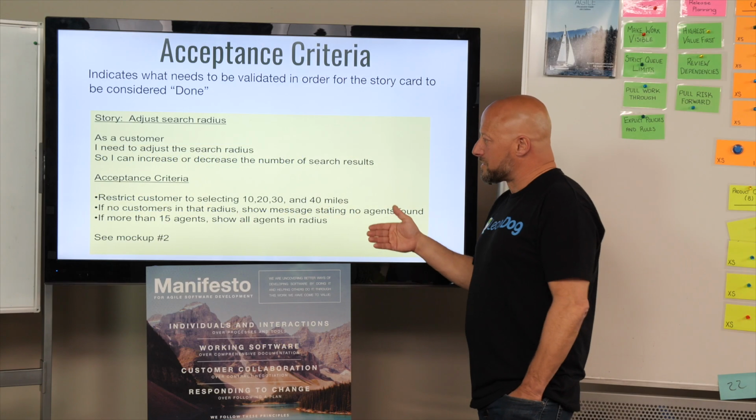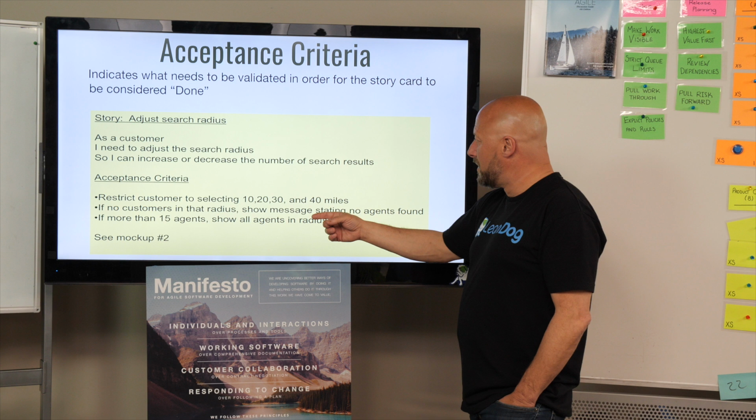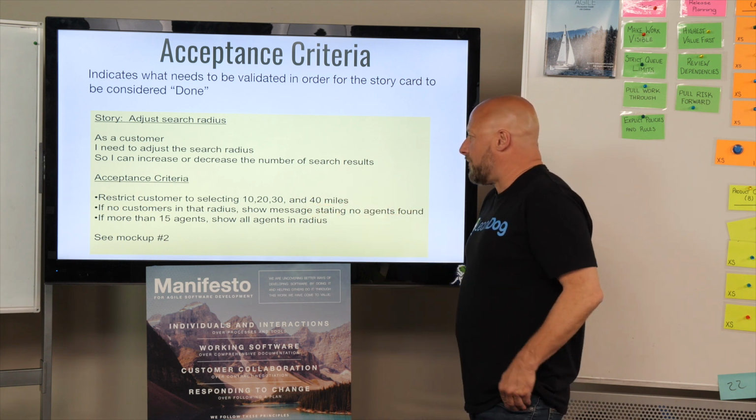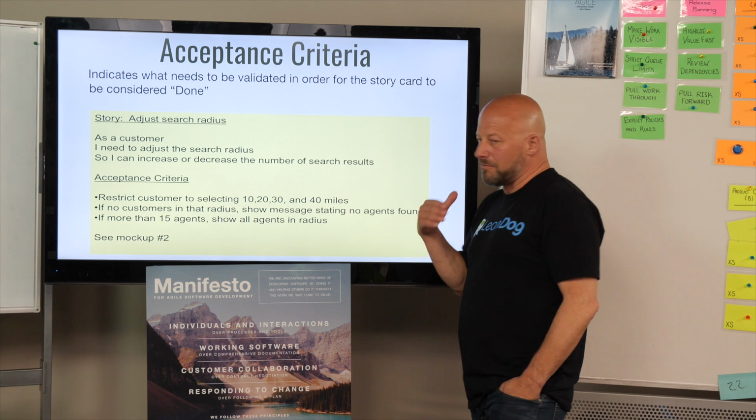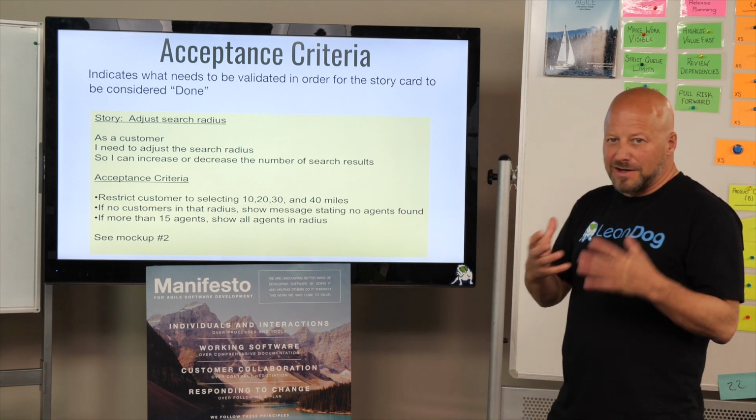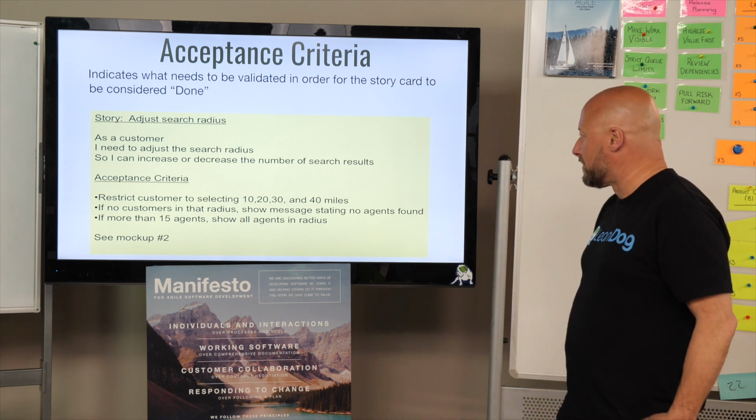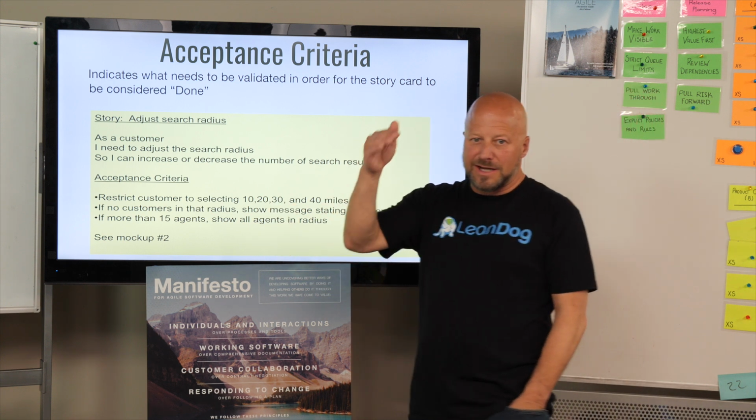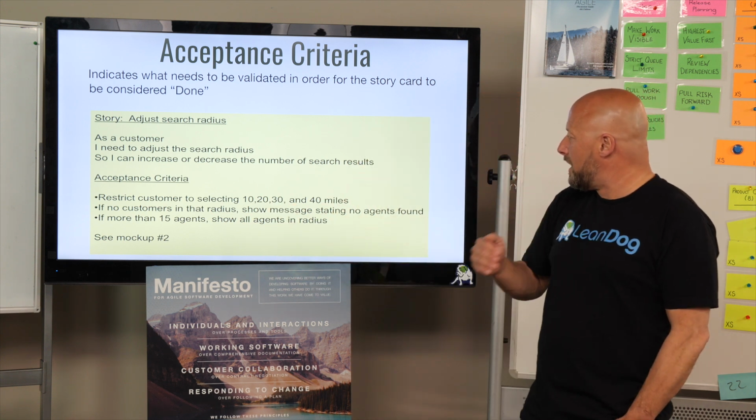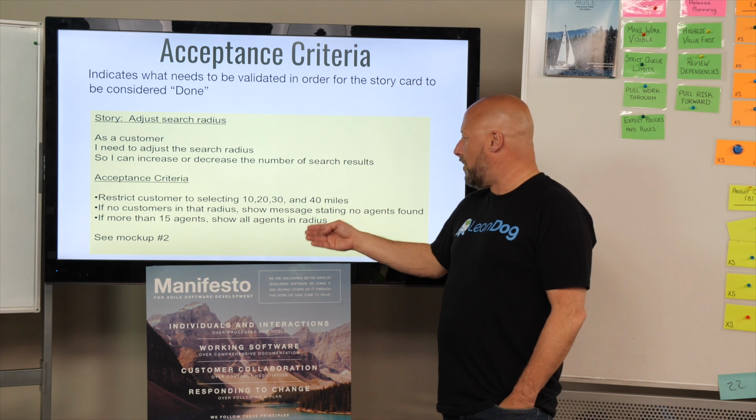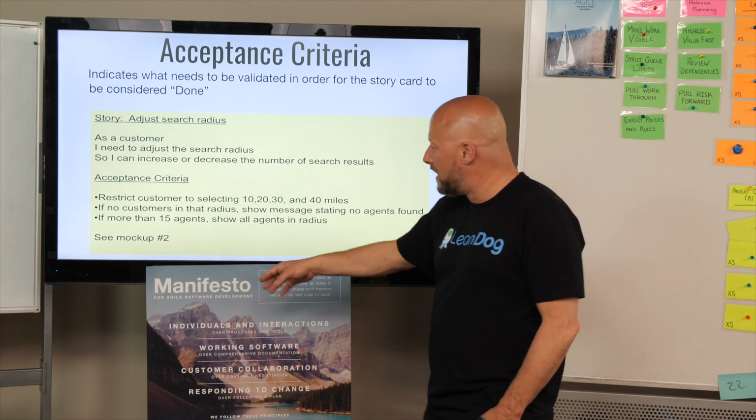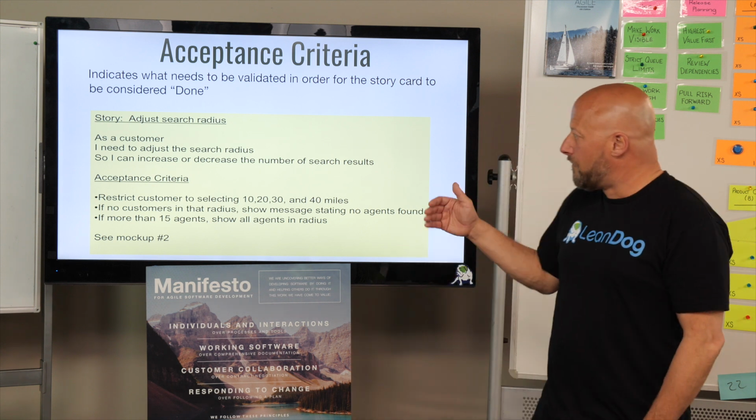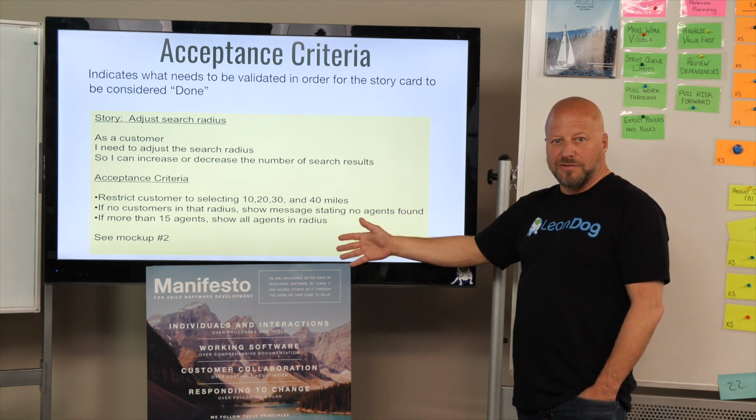Okay. The acceptance criteria is I want to restrict the customer to selecting a 10, 20, 30, or 40 mile radius, right? If no customers are within that radius, I want to show a message saying I couldn't find any agents or any search results within that criteria. And if there's more than 15 data elements coming back, I want to show all the agents in the radius. And then you can see the mock-up too. So this would be an example of writing acceptance criteria for a story card in a pure physical form.